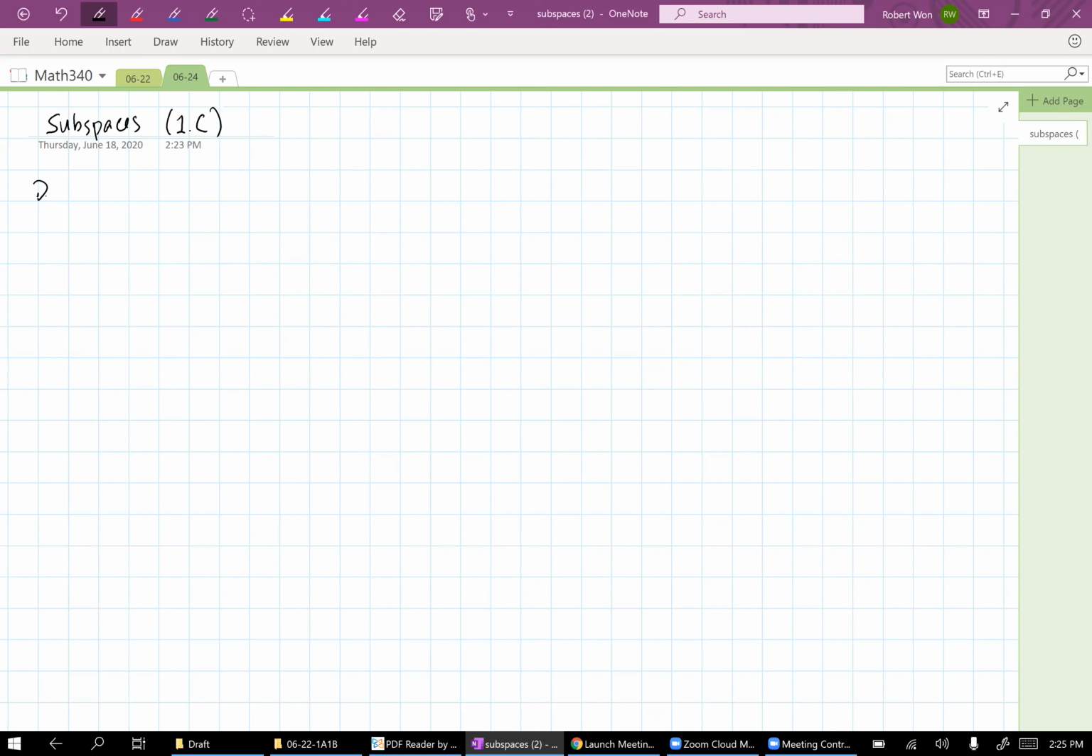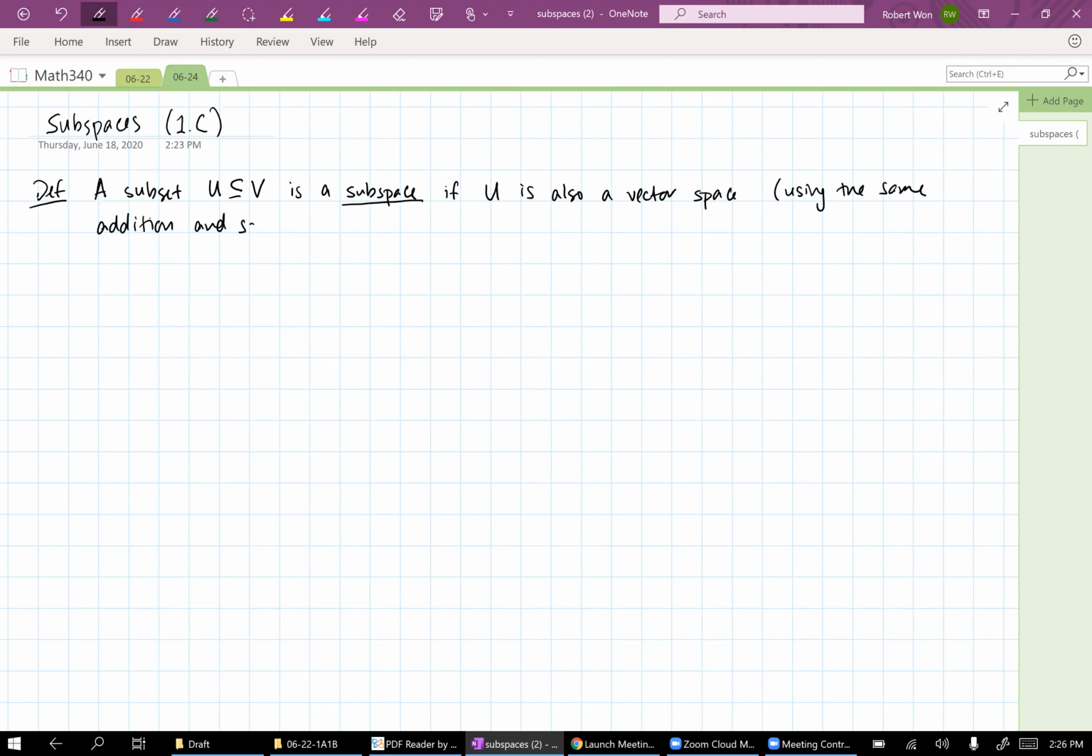Okay, so what's the definition? A subset U of a vector space V is called a subspace if U is also a vector space using the same addition and scalar multiplication as V. Recall that V is always a vector space over F.